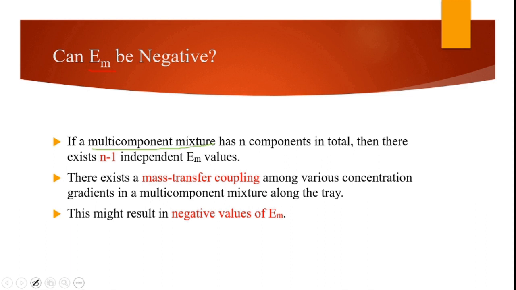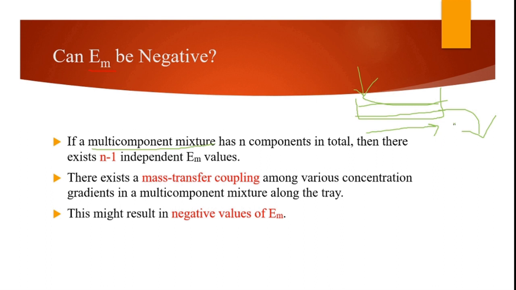For a multi-component mixture, where we have many, 10-15 components, on a particular tray you have many components, and each of these components has its own Murphy efficiency, its own EM value. All these components will have their own concentration gradients along the tray. All will be decreasing along the tray. Suppose liquid enters here, and it flows out here. All of them will have a concentration gradient, and all will have their own EM values.